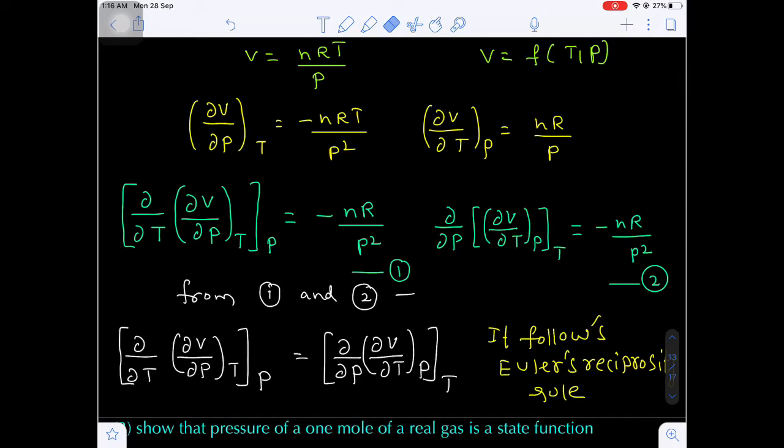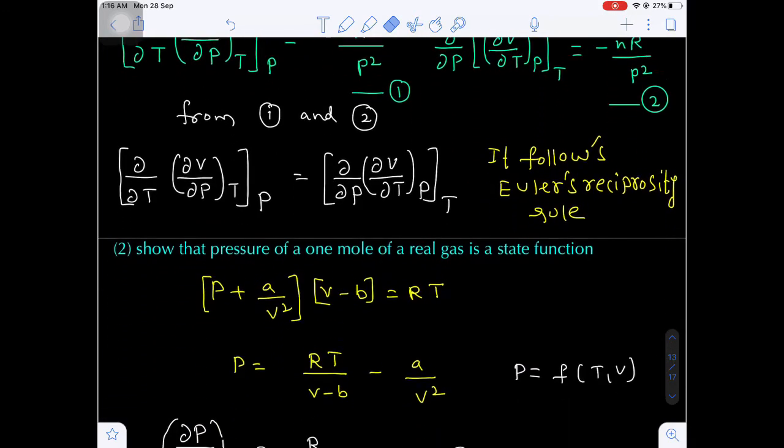This will be equation 2 and equation number 1. If you see in both the equations, RHS is the same, minus nR by P square. So LHS must be the same. On the left side, ∂/∂T of (∂V/∂P) at a constant temperature and constant pressure, and ∂/∂P of (∂V/∂T) at a constant pressure and constant temperature. That means it is following which rule? Euler's reciprocal rule.